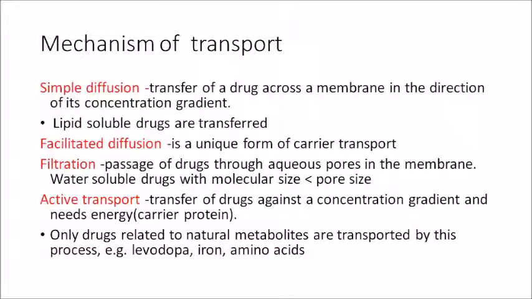Finally, active transport. All these are passive transport because there is no energy involved. In active transport, energy is involved because transfer of drugs occurs against a concentration gradient. That is opposite, meaning the drug should move from low concentration to high concentration, and it needs a carrier protein. Usually active transport happens in our body only for drugs related to natural metabolites like levodopa, iron and amino acids.